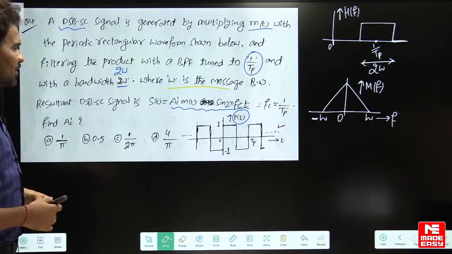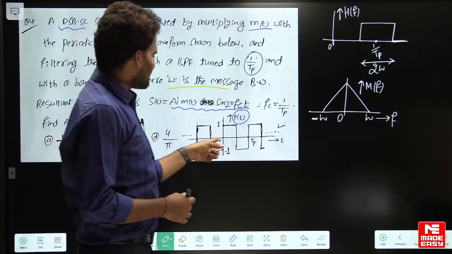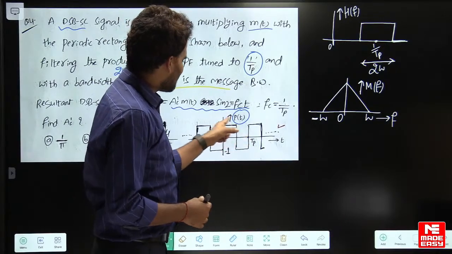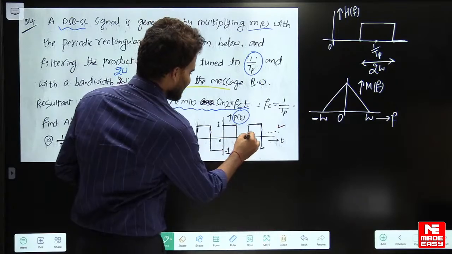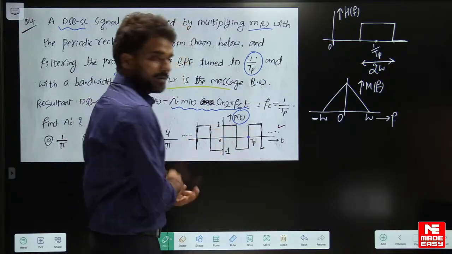Now what is Tp here? You can understand Tp is the period. What is the period of this periodic waveform p(t)? That period will be Tp here.